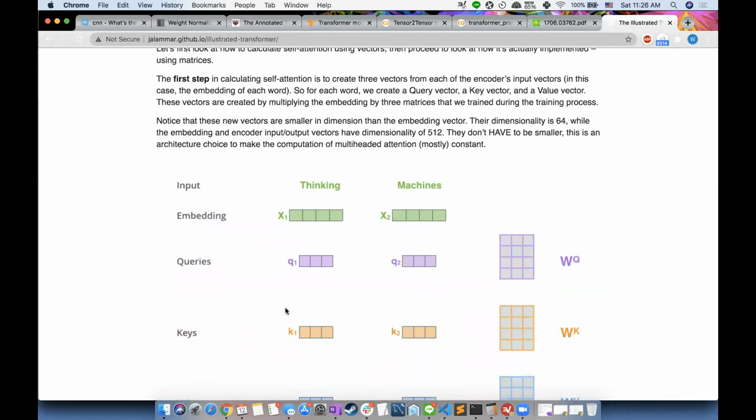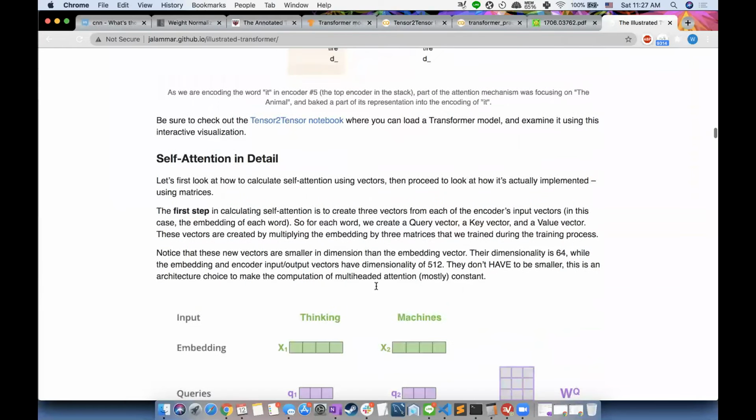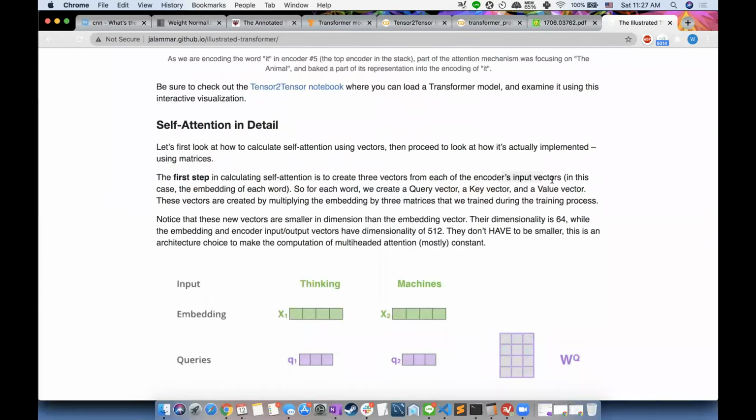The first step in calculating self-attention is to create 3 vectors. It's called QKV. These are the 3 vectors, created from each of the encoder's input vectors. In this case, it's the embedding of each word. I don't know which exact embedding they use, but you could think of this as word embedding, word2vec or word piece.